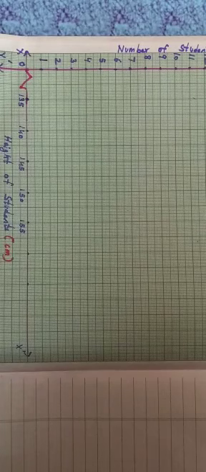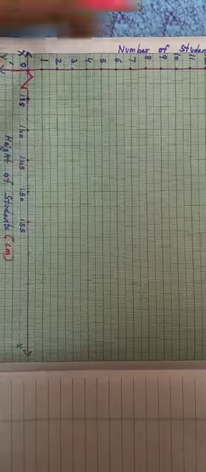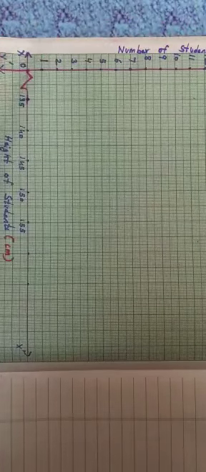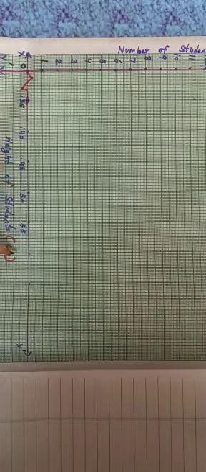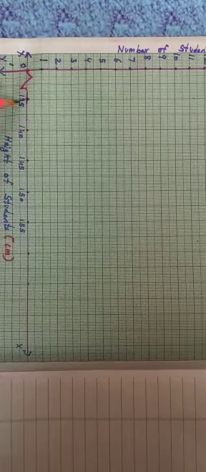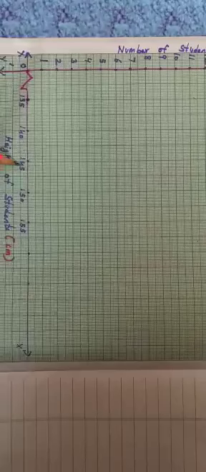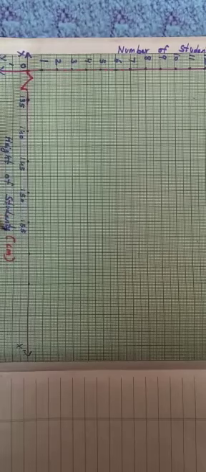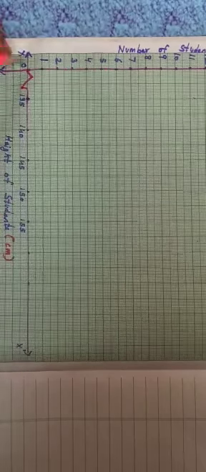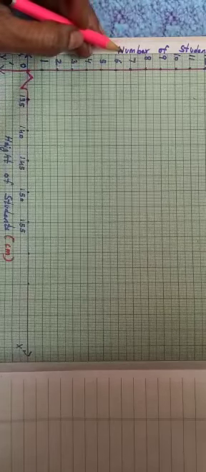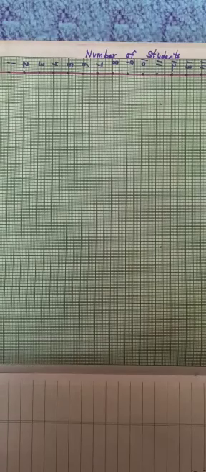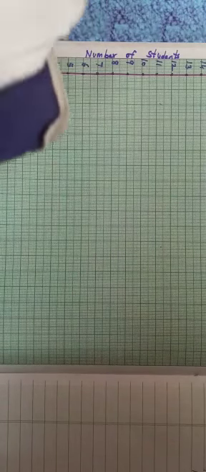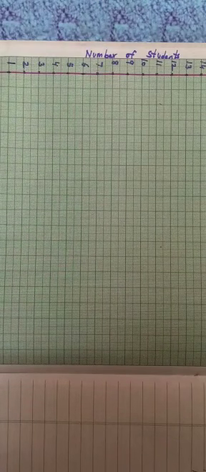See students, I have already drawn the x-axis and the y-axis. On the x-axis I have taken all the classes: 135 to 140, 140 to 145, 145 to 150, 150 to 155. That is the height of the students in centimeters on the x-axis. And on the y-axis I have taken the number of students.